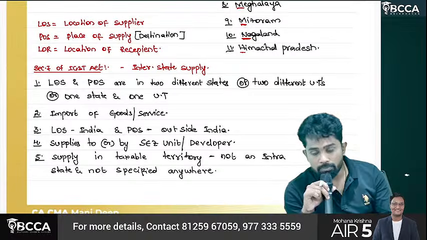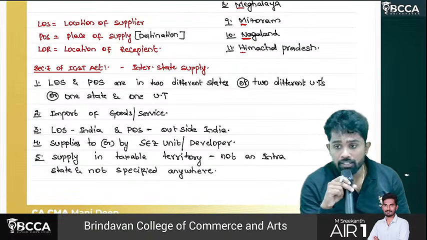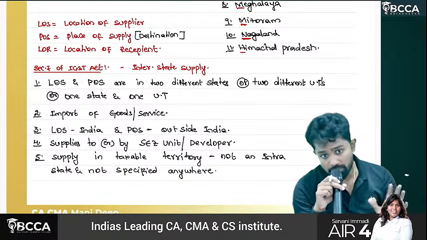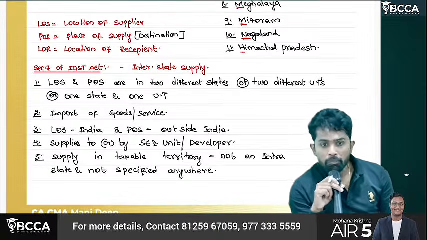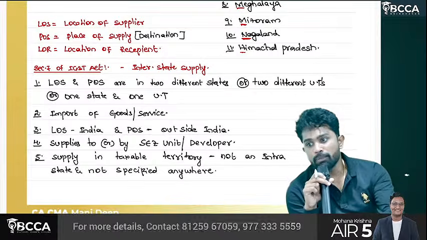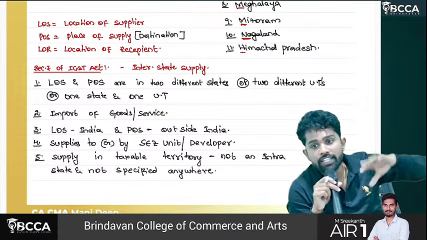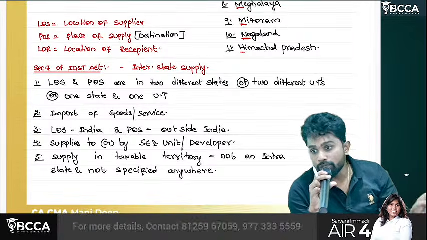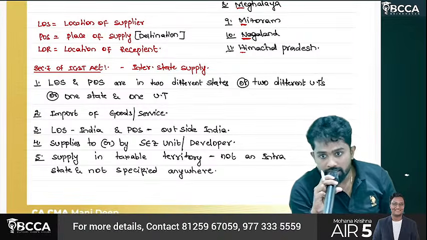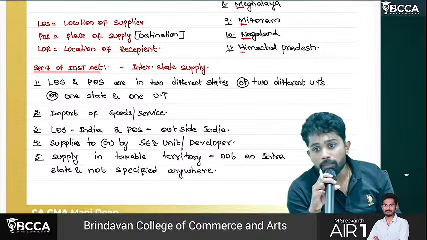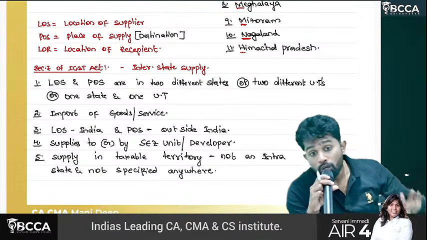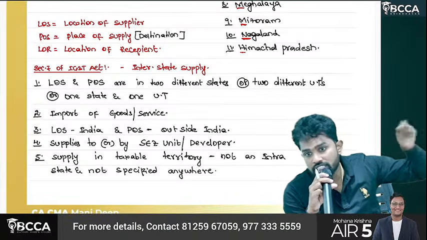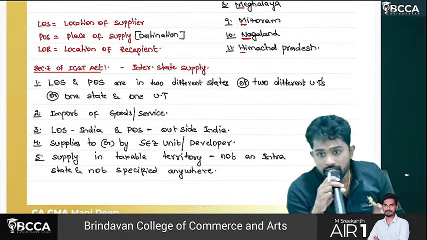What is place of supply? Place of supply rules typically help us in finding out the destination of that particular supply. Most of the cases, the destination will be the recipient's place only. That's why at an introductory level we say that where supplier and recipient are in two different states, we call it interstate. But the actual definition is not supplier and recipient. We need to check the location of supplier and place of supply. If they are in two different states or two different union territories, then it is called interstate.